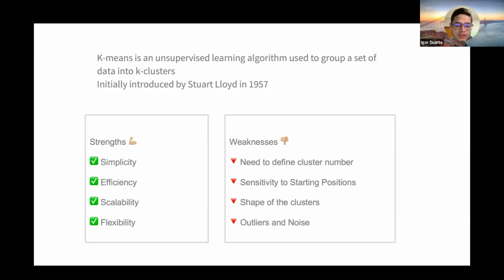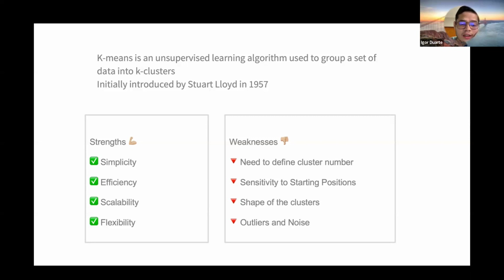So when we speak about k-means, the history behind it: it was initially introduced by Stuart Lloyd in 1957 during his research at Bell Labs. However, the algorithm was not widely known until it was rediscovered and published by J. MacQueen in 1967. Since then, k-means has become one of the most popular clustering algorithms due to its simplicity and efficiency.